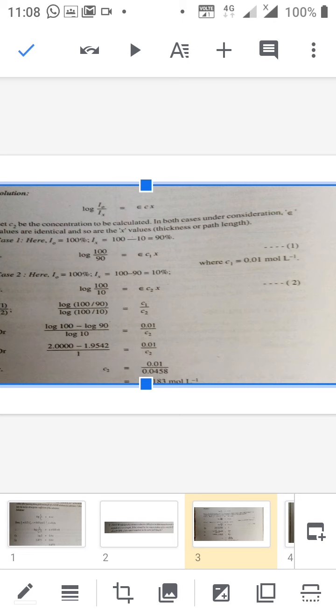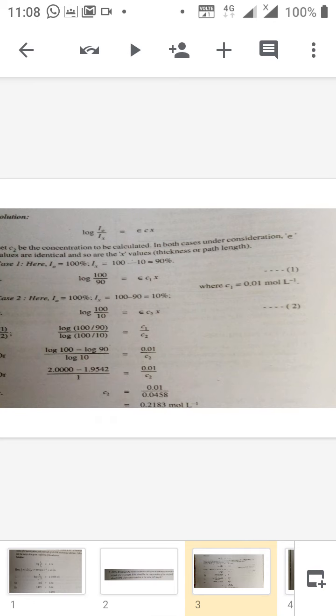In the second case, they have given that 90% is absorbed. So I0 is 100 and Ix is only 10. That is equal to epsilon, that is a constant, and C2 into x. So we have to find out C2. Then dividing the two equations, we will get log 100 by 90 divided by log 100 by 10, that is equal to C1 by C2. C1 we know, we have to substitute that value. Then after balancing the equation, we will get the answer: C2 is equal to 0.2183 mole liter inverse.